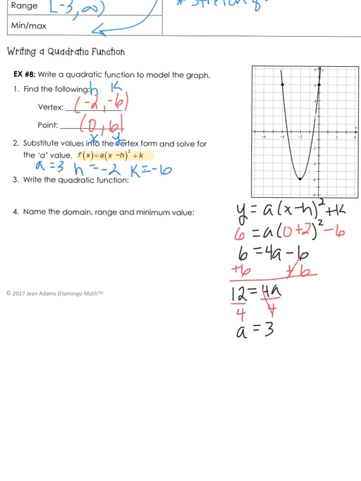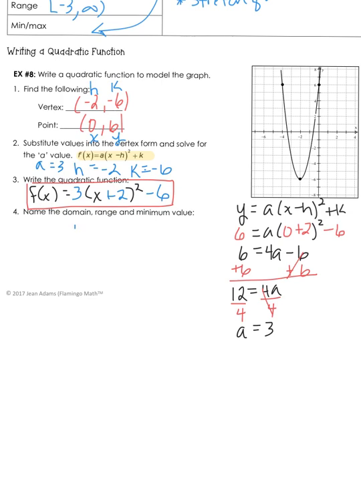So now all I have to do is write the function. So f of x is equal to, instead of a, we're going to use 3 times x, and then I want the opposite of what h is. So since h is -2, I'm going to put a +2 in here, square it, and then I want the same as what k is, -6. And that's it. That's all there is to that. Now you could have chosen whatever ordered pair you wanted for x and y. Now, name the domain, range, and minimum value.